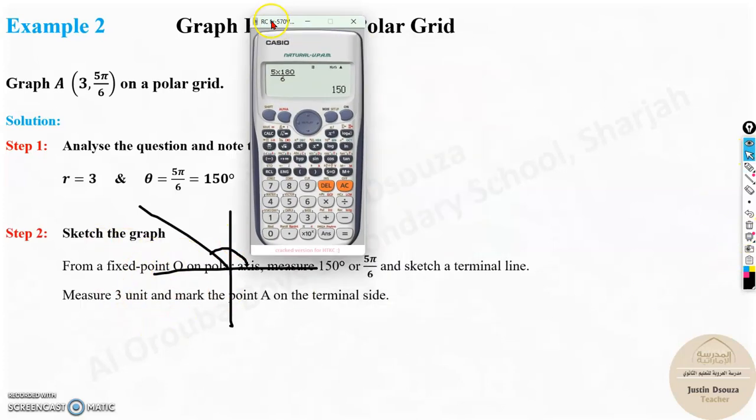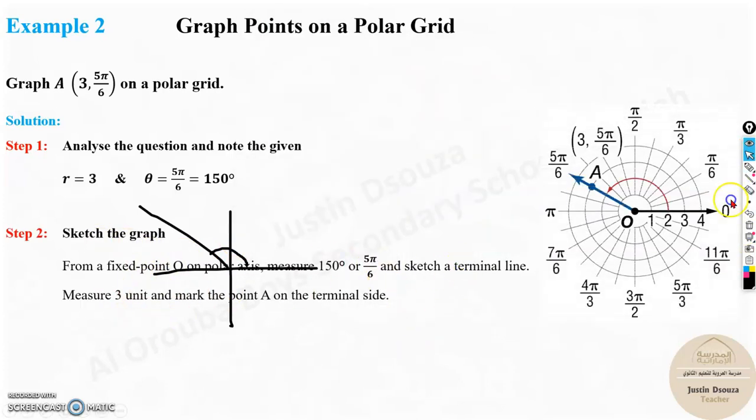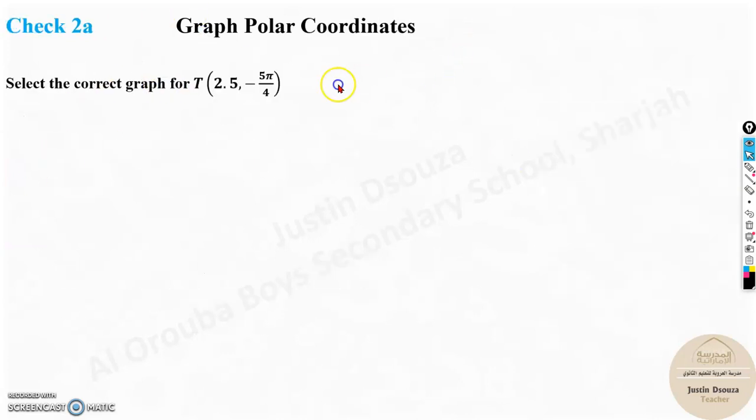Graphing methods is the same thing. We have already done this. I hope you remember. So now I showed you over here. This is about 150 degrees. That is 5 pi by 6 and 3 units. That's over here. Okay.